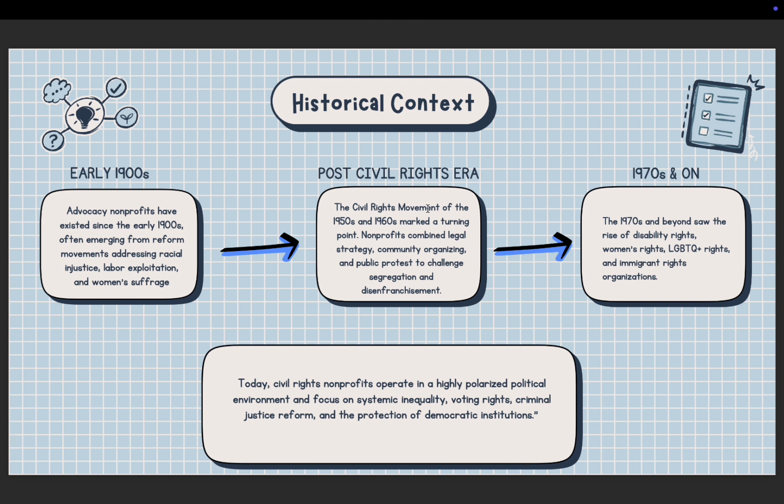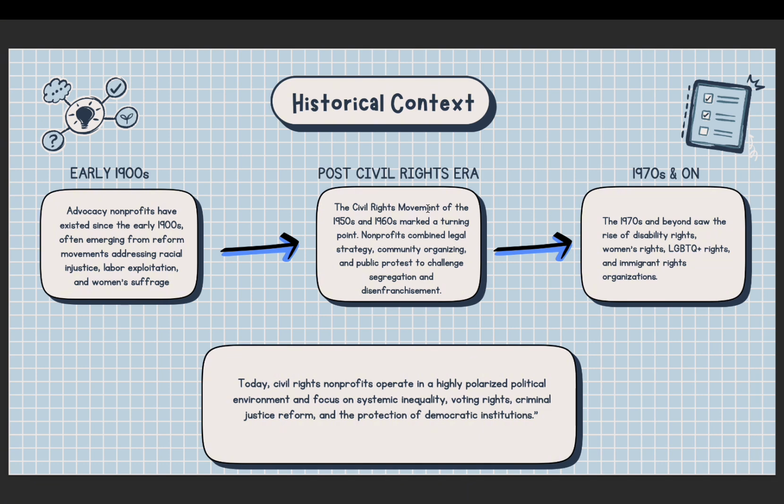Some historical context for these civil rights nonprofits starts in the 1900s. Advocacy nonprofits have existed since the early 1900s, often emerging from reform movements addressing racial injustice, labor exploitation, and women's suffrage. This leads us on into the post-civil rights era. The civil rights movement of the 1950s and 1960s marked a huge turning point. Nonprofits combined legal strategy, community organizing, and public protest to challenge segregation and disenfranchisement. This leads us on into the 1970s and even now.